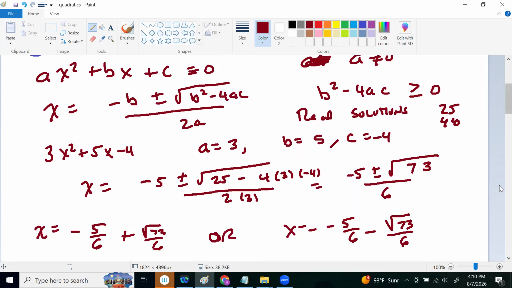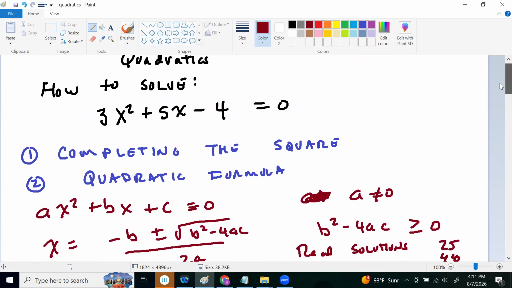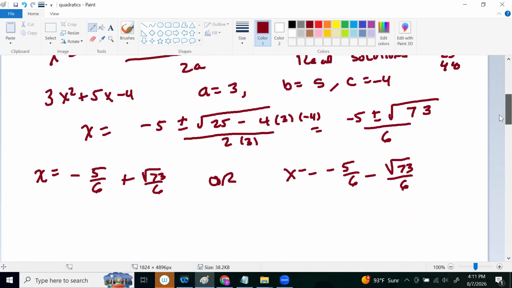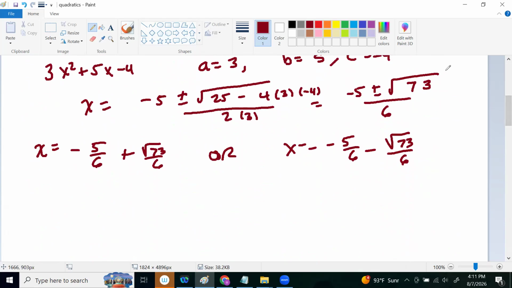Now, the second question is I mentioned completing the square. Well, how would you do this by completing the square? So we're going to talk about completing the square, which is another method. And really, the quadratic formula really is that. But let's go ahead and take a look.